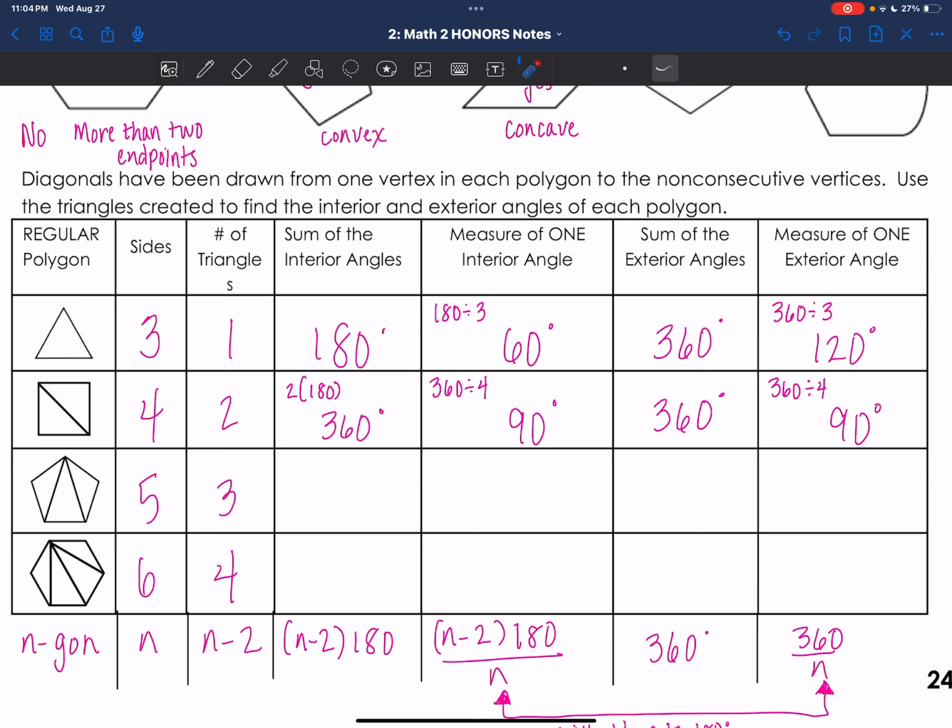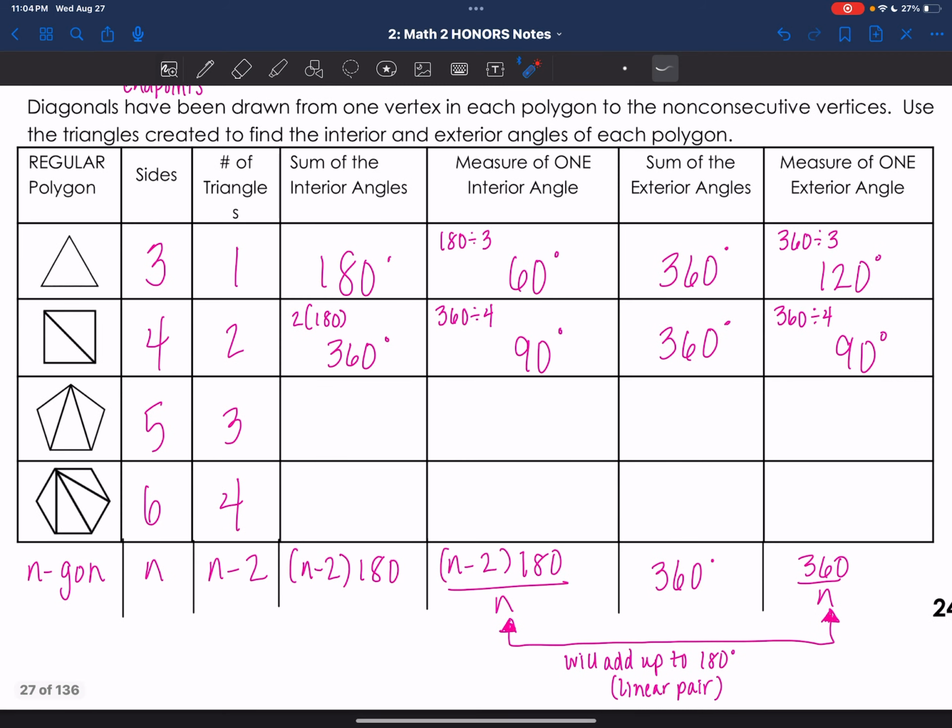And that's going to give you 108. All right, this is 360. Like I said, all of these are 360. And then to find your one exterior angle, you're going to go 360 divided by 5. And that's going to give you 72. All right, I want you to try 6. Fill that out. And then we can start to apply this rule to any polygon.